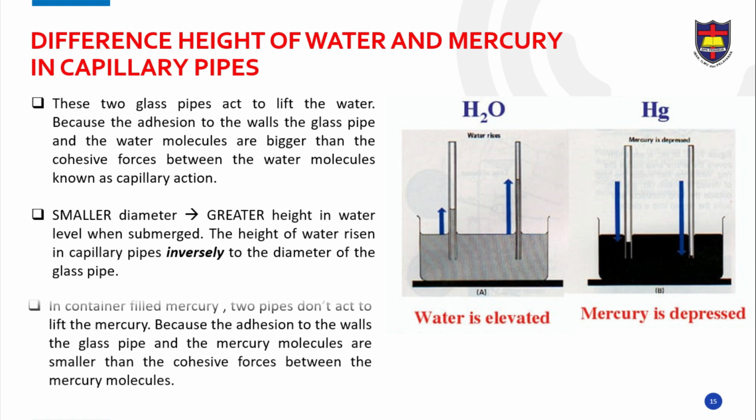In a container filled with mercury, the two pipes don't lift the mercury because the adhesive forces between the walls of the glass pipe and the mercury molecules are smaller than the cohesion forces between the mercury molecules.